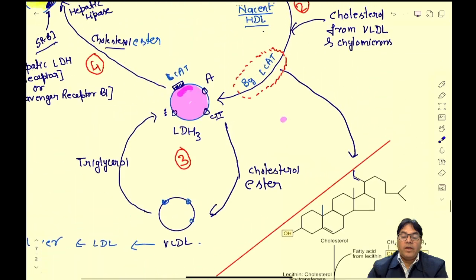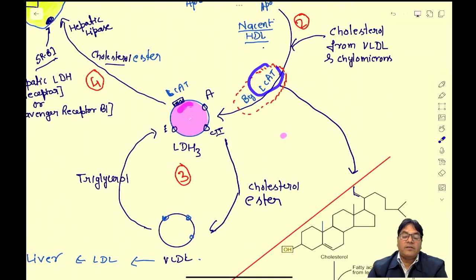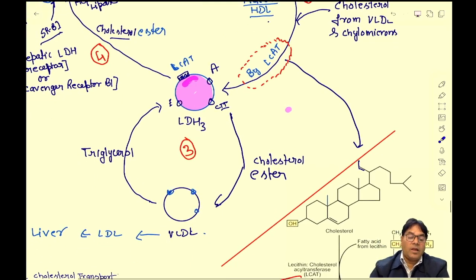So here we have seen that this LCAT is converting the cholesterol received from the VLDL by the nascent HDL into cholesterol esters. So when the cholesterol esters are present in the nascent HDL, this nascent HDL gets converted into HDL or mature HDL. Sorry, here I have written HDH. It has to be HDL, high density lipids.